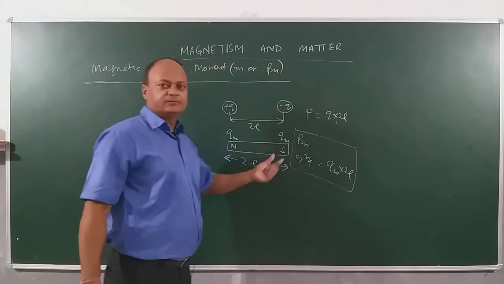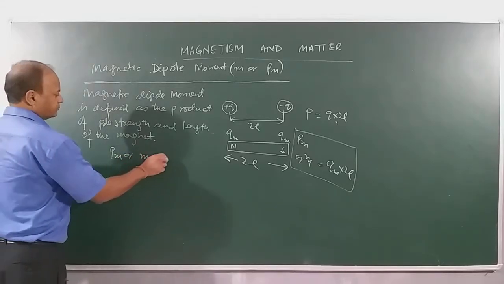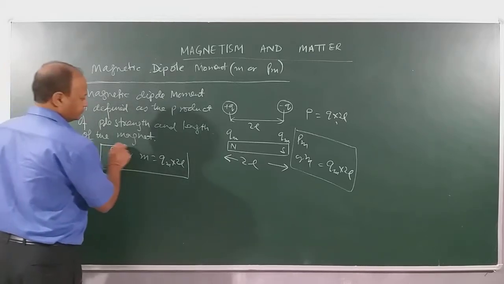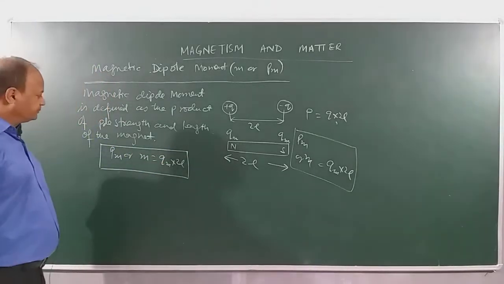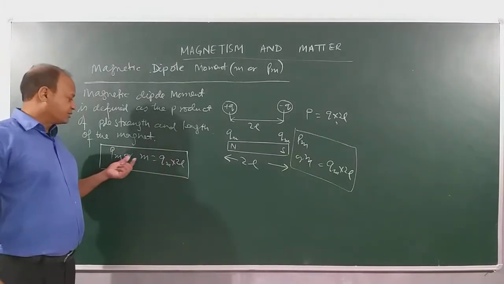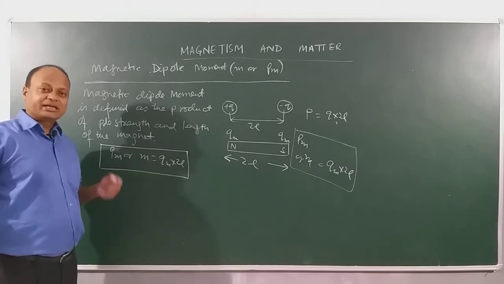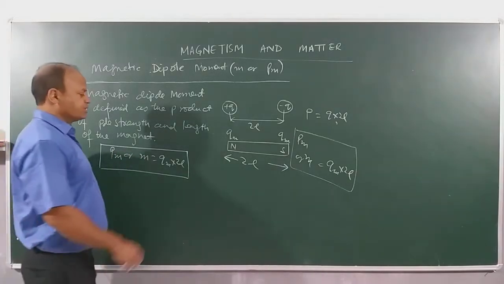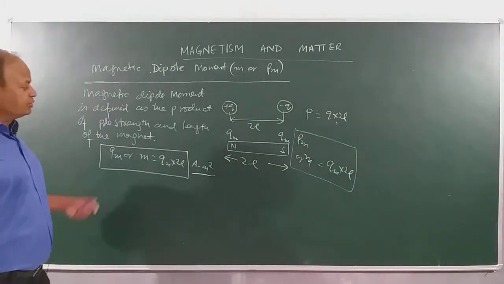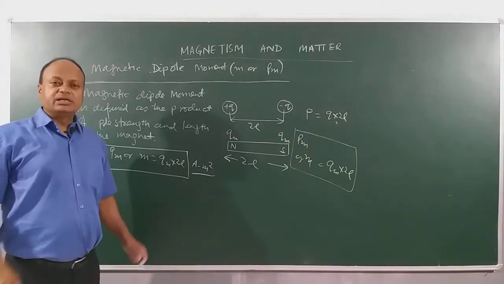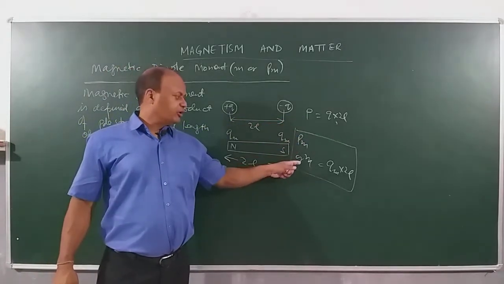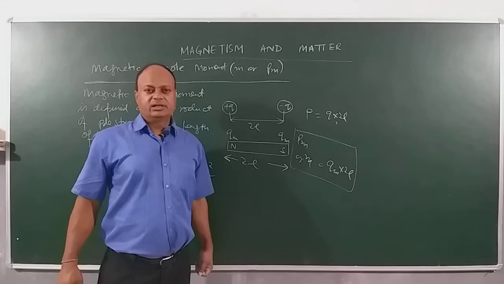Okay, so let us define it. Pm or M is equal to Qm into 2L. I will be using this concept of M or Pm, magnetic dipole moment, very often, right? And its unit is ampere meter square. So what is magnetic dipole moment? It is similar to electric dipole moment. Just like we have P is equal to Q into 2L, we have Pm or small m is equal to Qm into 2L. Clear, children?